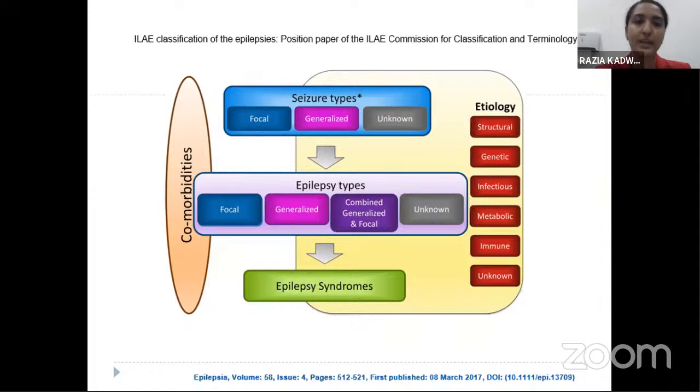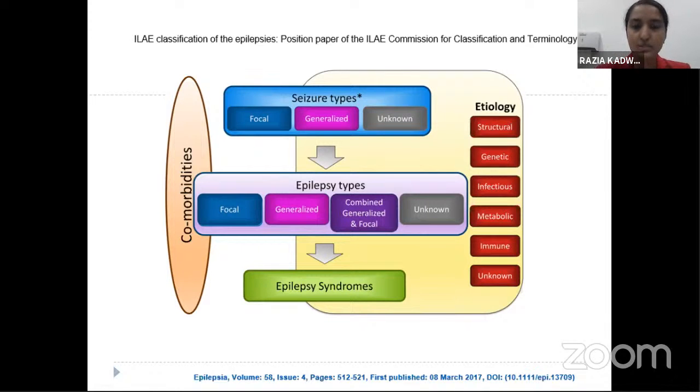Once you have identified the type of seizure, then comes the epilepsy classification. If a seizure is of focal type, then you will have focal onset epilepsies. Patients who have generalized seizures will have generalized epilepsies. And sometimes they can also have combined generalized as well as focal epilepsies. Few patients will have certain unique clinical features and will fulfill the criteria of certain epilepsy syndromes.